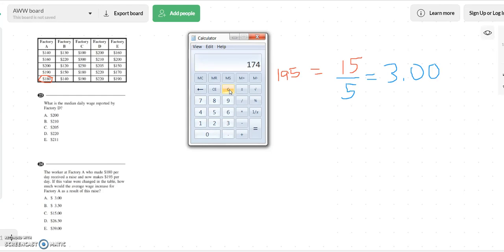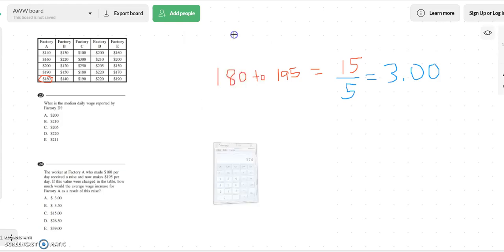So now that I've taken his wage increase, the $15, and divided it by 5, it would be as if everyone got a $3 increase, even though they didn't, because we're looking at factory A as a whole and what the increase of factory A is as a result of this raise. So your answer for this one is going to be A, $3.